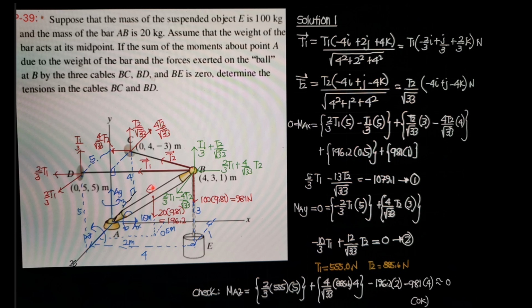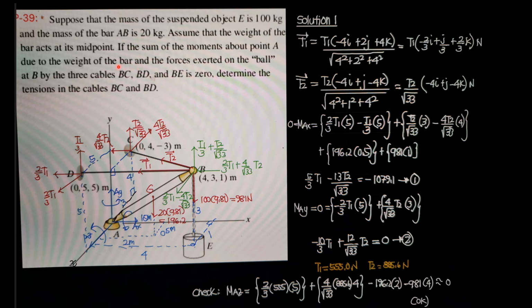So this is the midpoint. I call that G. The weight is 20 times 9.81, 196.2 newtons. Since AB is from the origin to B, and the coordinates of B are 4, 3, 1, the coordinates of G would be half of these values: 2, 1.5, 0.5. So the x coordinate is 2, the y coordinate is 1.5 meters, and the z coordinate is half of 1, 0.5, as shown.